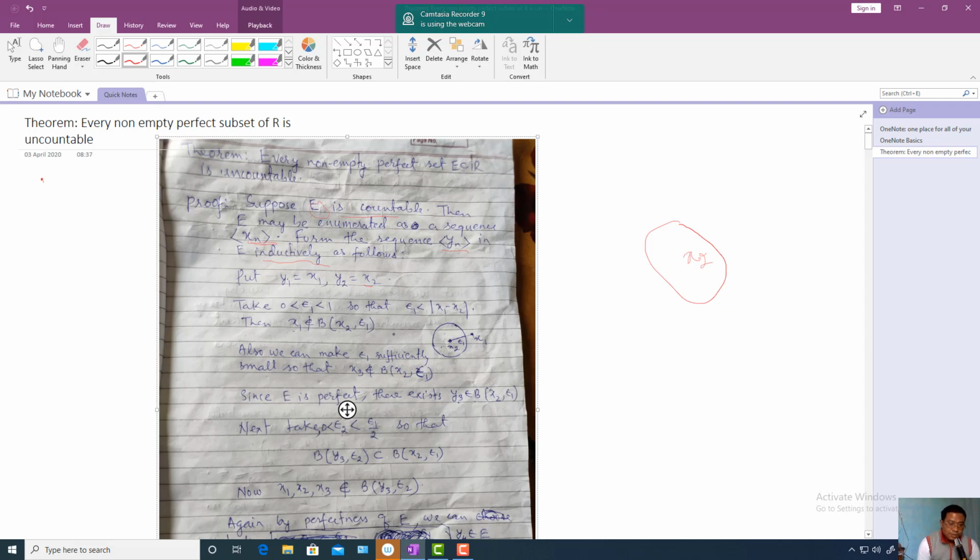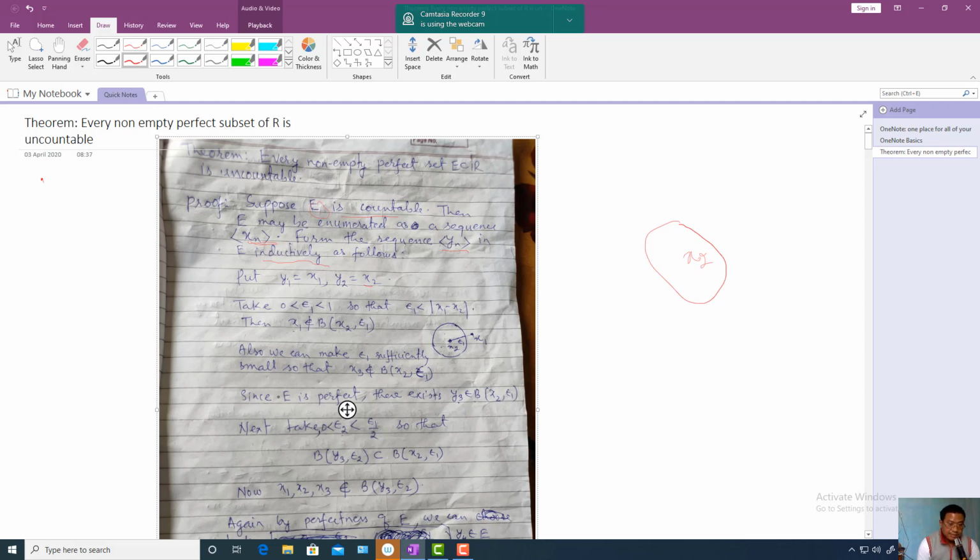So what do you do? You take epsilon 1 in such a way that it is less than the distance between x1 and x2. And next, again, you make it much smaller so that in the open ball centered at x2 with radius epsilon 1, x3 is not a member. Okay, that you can do. That is quite possible.